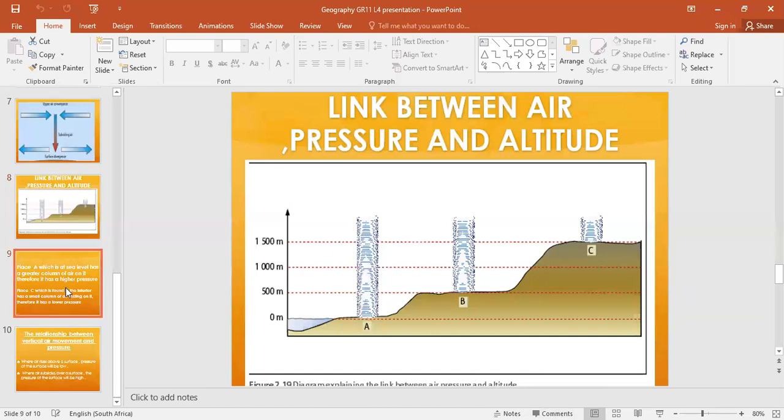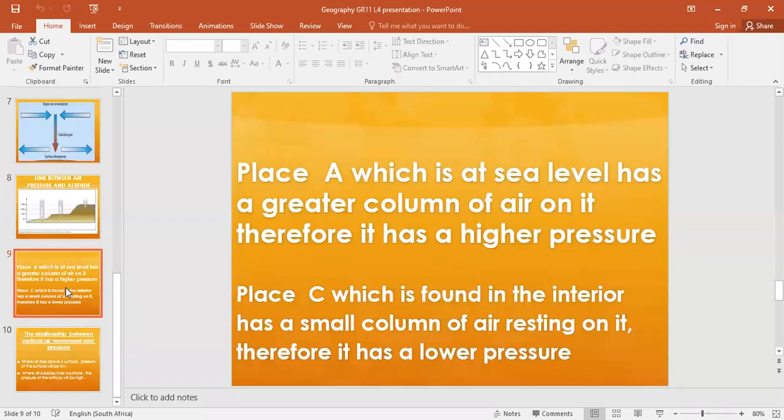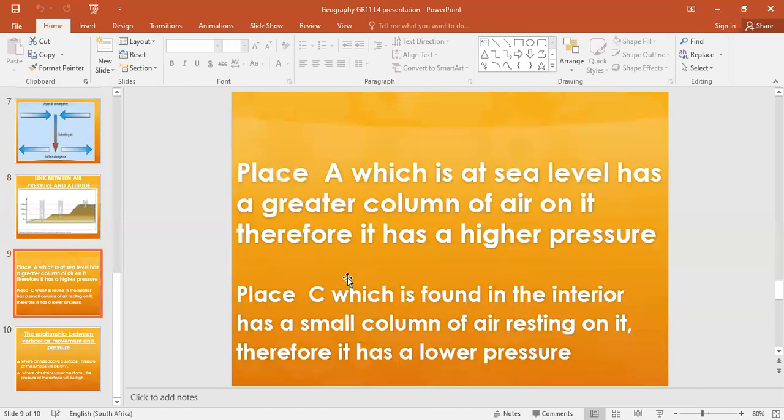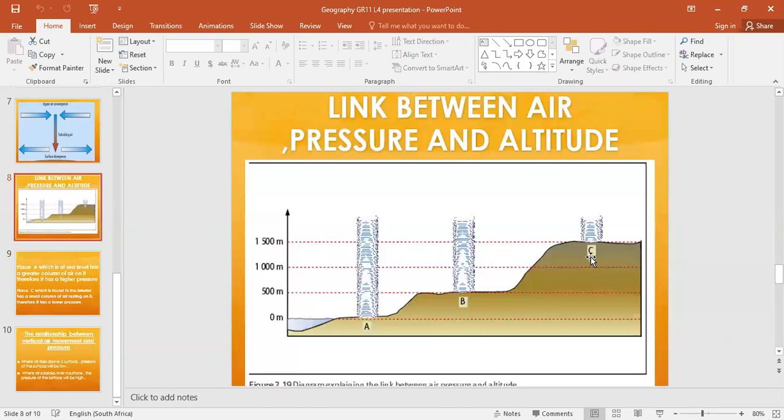Right, place A, which is at sea level, has a greater column of air on it, therefore it has a higher pressure. Place A has a higher pressure because it is at a lower altitude, hence the distance from the surface of the sea going up is greater, and then you have more pressure. Then place C, which is found in the interior, has a small column of air resting on it, therefore it has a low pressure. Place C is at a higher altitude, sitting at 1,500 meters above sea level, so there is lower pressure.